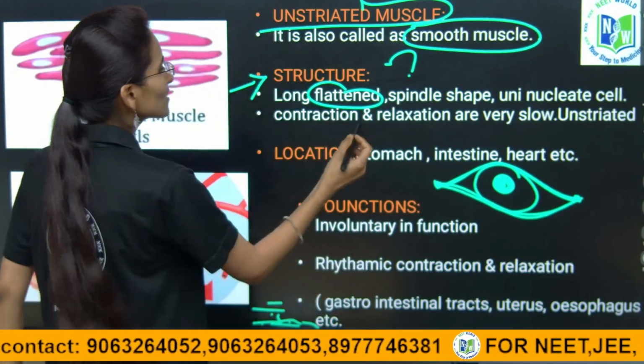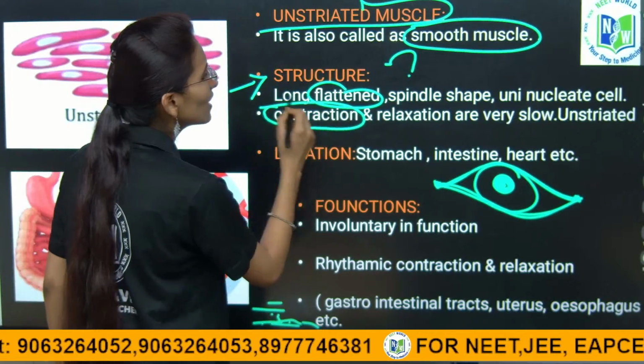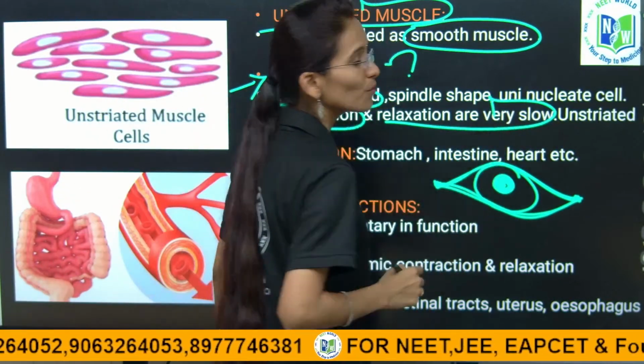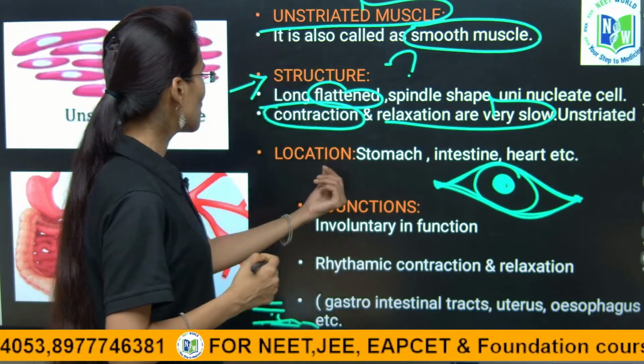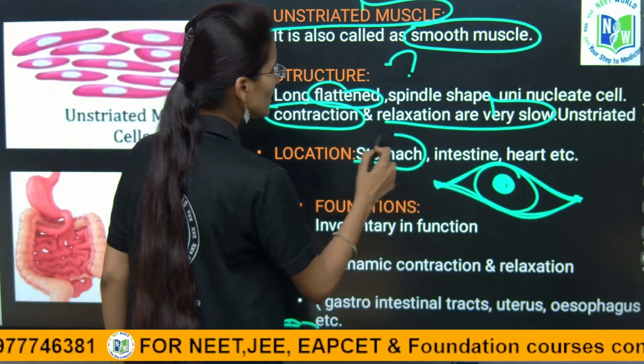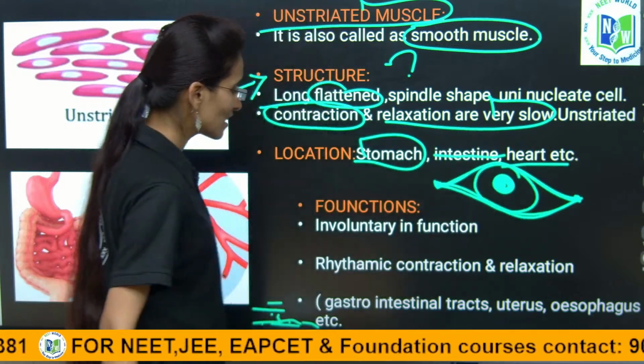And next, contraction and relaxation are very slow. Why are they very slow? We will learn in the functions. Coming towards the location, we can find these in the stomach, intestine and the heart.